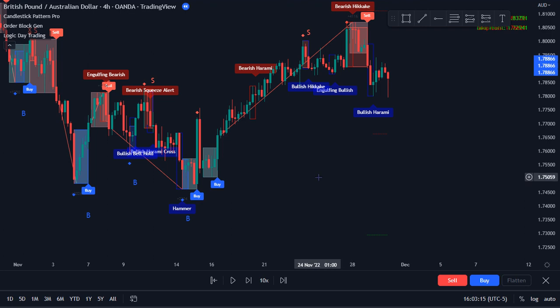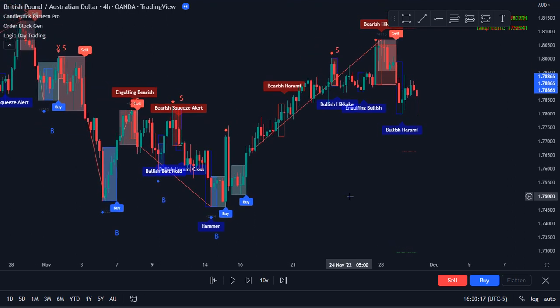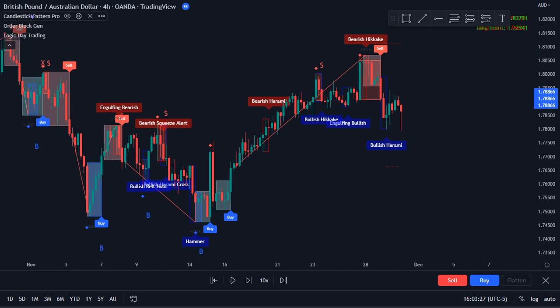This is Ronald, and in this video we're going to go over ways we could have caught this move with the origin down here. And we see here on the 4-hour chart of the British pound, Australian dollar, we've had a huge move up, taking out all these previous highs here.